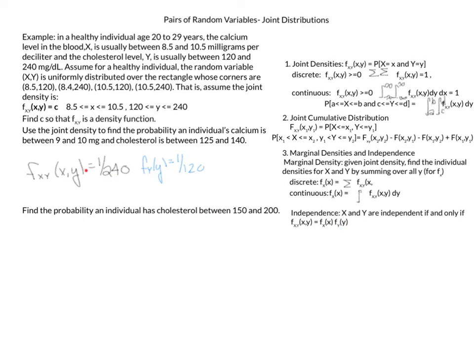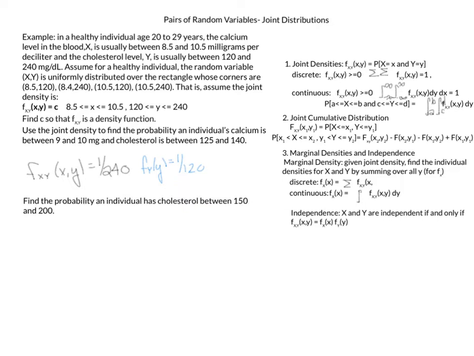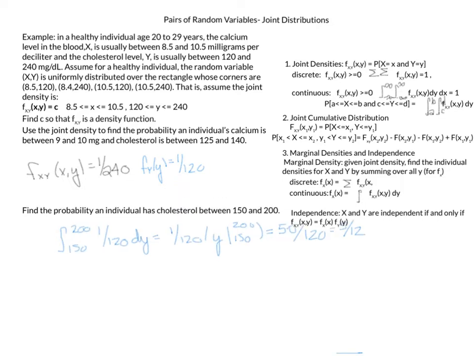So now with both my joint density and my marginal density of y, I can answer the question, find the probability an individual has cholesterol between 150 and 200. So I can do this with my marginal density function, integrating between 150 and 200, and I get 5/12. I could have also done this using my joint distribution function, and then I would have to integrate over the y range I'm interested in and over the x range I'm interested in. But you will get the same answer, and also essentially you already did this integration when you found the marginal.